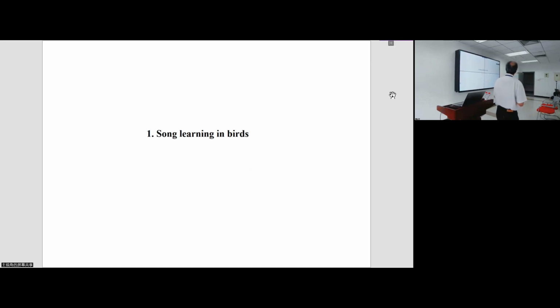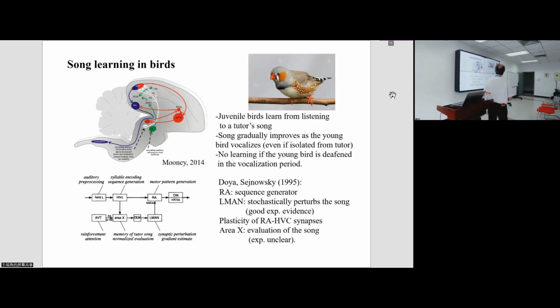Okay, so let's start from song learning in birds. What people usually study are zebra finches, which are easy to raise. This songbird learns its song by hearing the song of a tutor and repeating it, and the song gradually improves as the bird vocalizes. Even if the bird is isolated from its tutor, it can still continue to sing and improve the song.